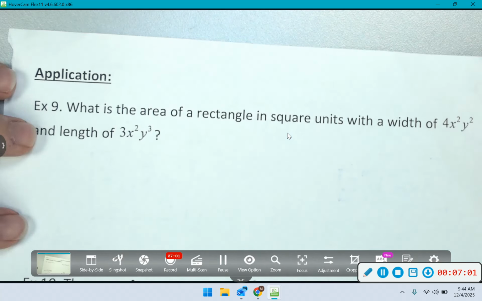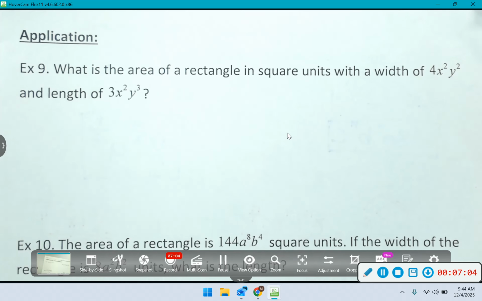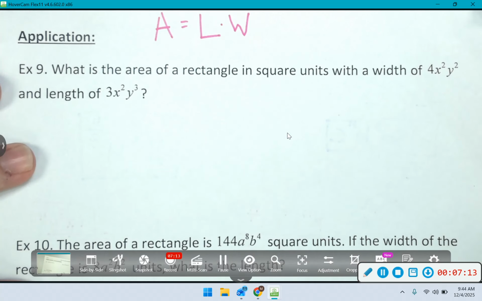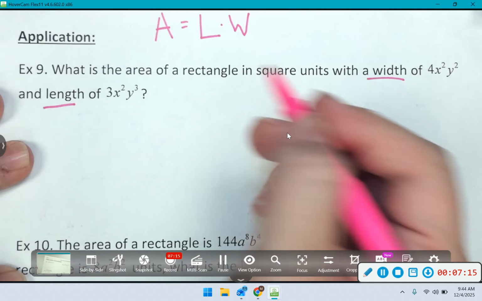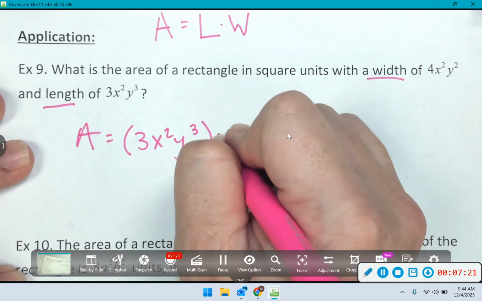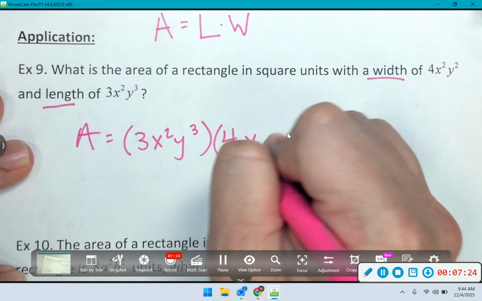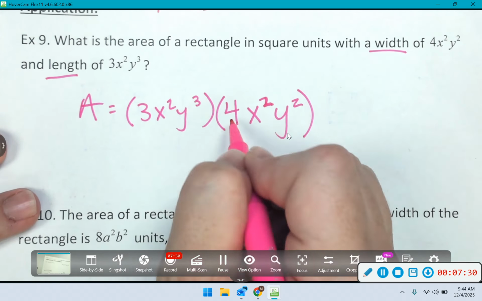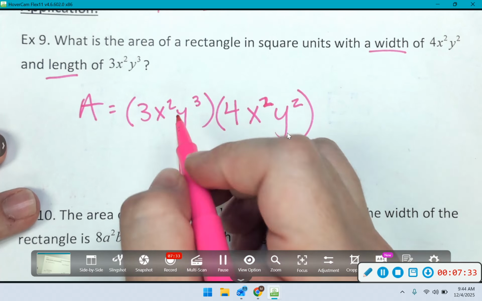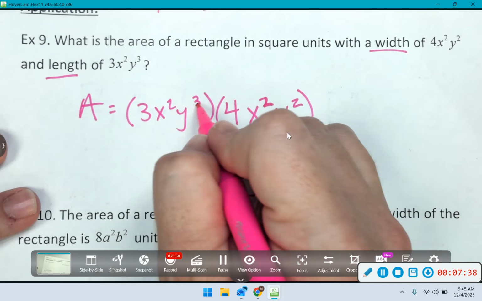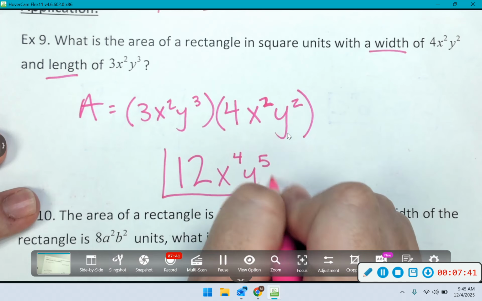Okay, flip it over. We're going to talk about some word problems. What is the area of a rectangle in square units with a width of this and a length of this? Well, remember, area equals length times width. So here's my width, here's my length. We're going to multiply length times width. So really it's the same thing we've been doing. So 3 times 4 is 12. Remember, coefficients we treat like normal, and then we add our exponents. So I have x to the 2 plus 2 is 4, and then y to the 3 plus 2 is 5. So there's my area.